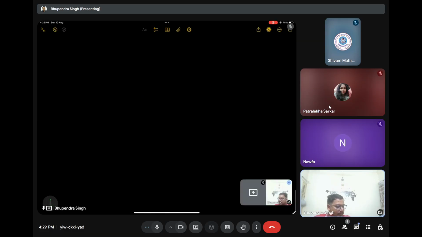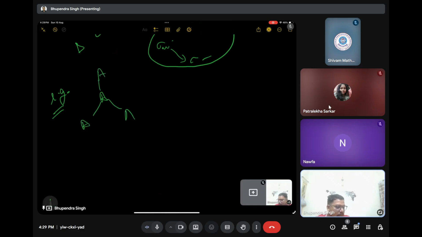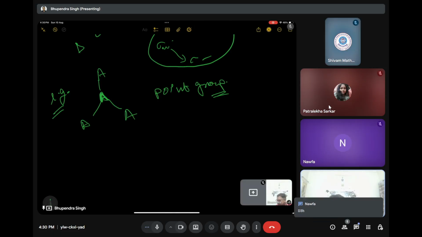Okay, anyways. Okay, new example. A, A, A, A. Now, tell me the point group of this molecule. All the atoms are A here. D3H. Yes, D3H.